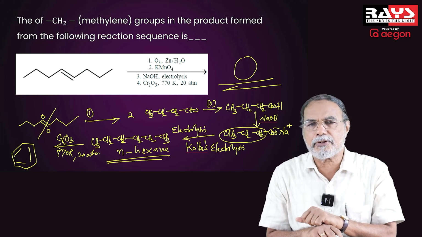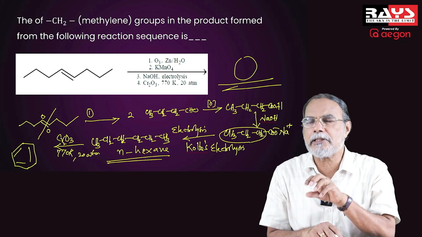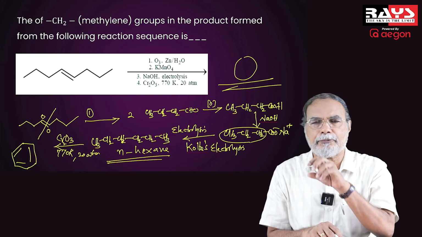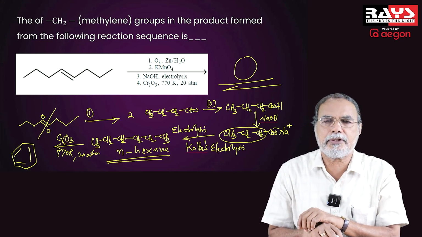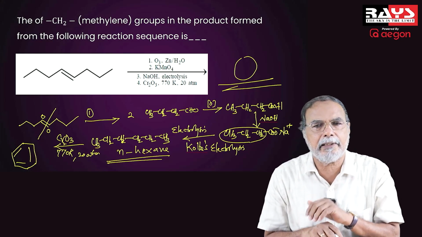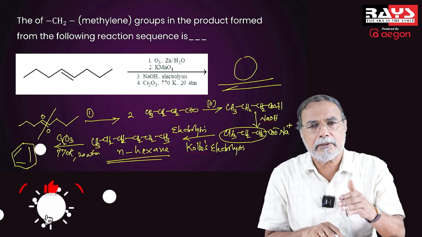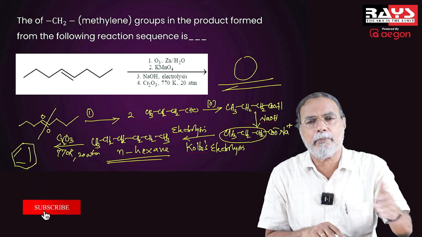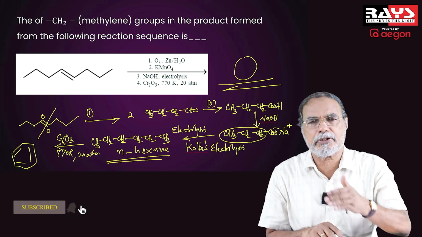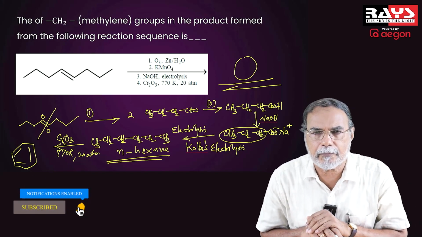Okay? The question is pretty simple, but towards the end you have to be a little bit careful. A question based on alkane chemistry. Okay? You have cyclization, dehydrogenation, aromatization to give benzene as the final product. Fine?